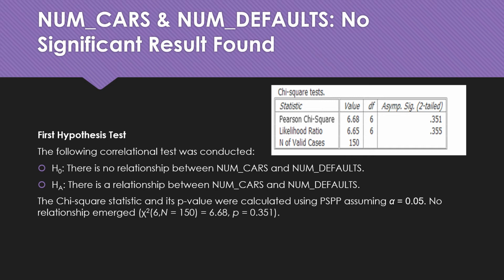The result was x squared is equal to 6.68 and p is equal to 0.351. Given that our p-value is greater than alpha, we accepted our null hypothesis and concluded that there is no relationship between the variables.